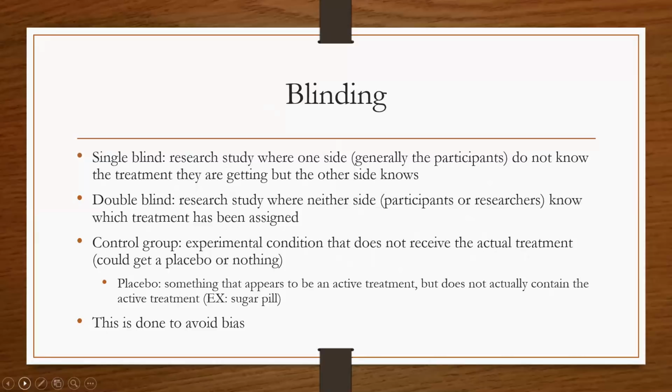You've also got a double blind experiment, where neither the participants nor the researchers know which treatment has been assigned. This is another way to avoid bias, because bias is everywhere. And in a lot of cases, you also have a control group, where they don't receive the actual treatment. They get a placebo or nothing. They're trying to see the baseline effects versus what the other groups are getting.